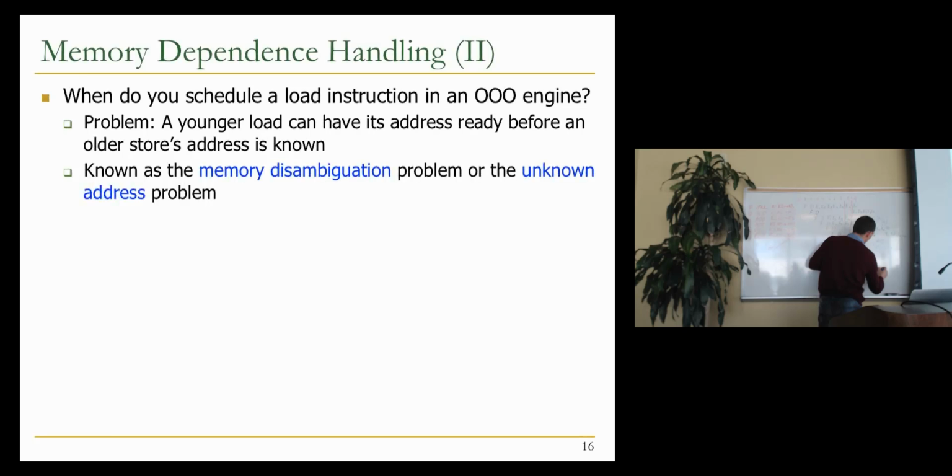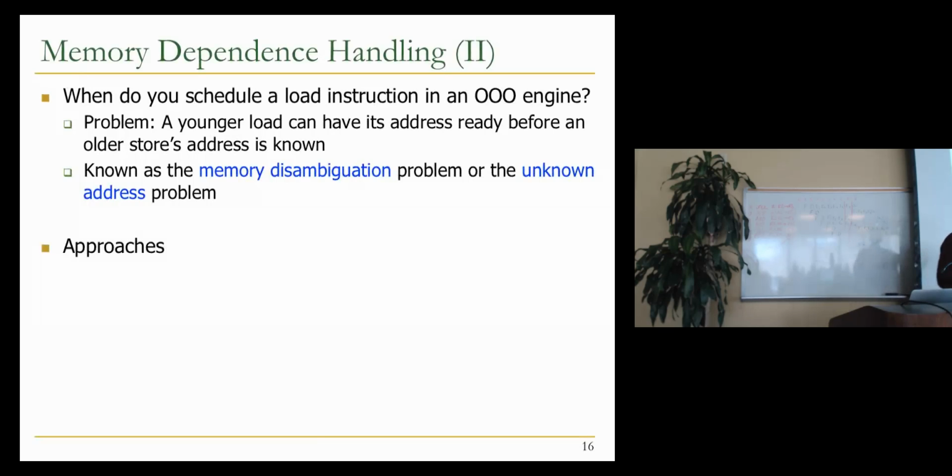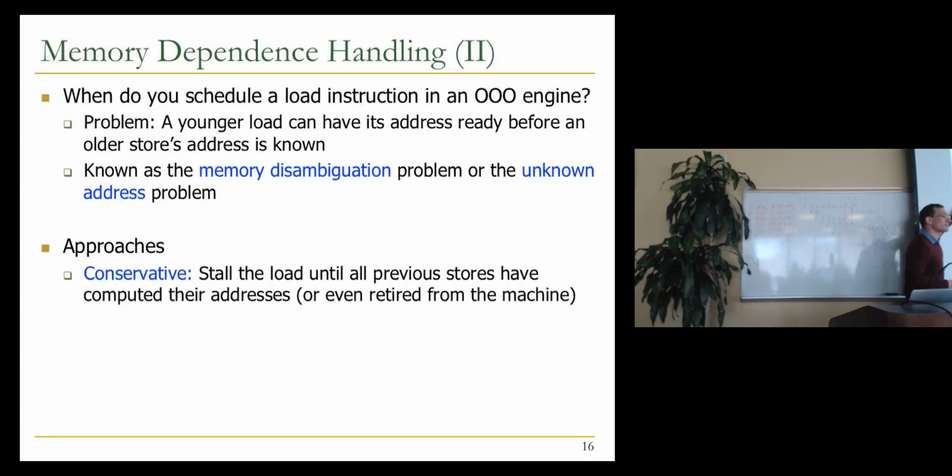Basically, a younger load can have its address ready before an older store's address is known. This is known as the memory disambiguation problem. You need to somehow disambiguate the addresses. Or, I guess less of a mouthful, unknown address problem. You don't know the address, so what do you do? And there are several approaches for this. Let's talk about some of them.